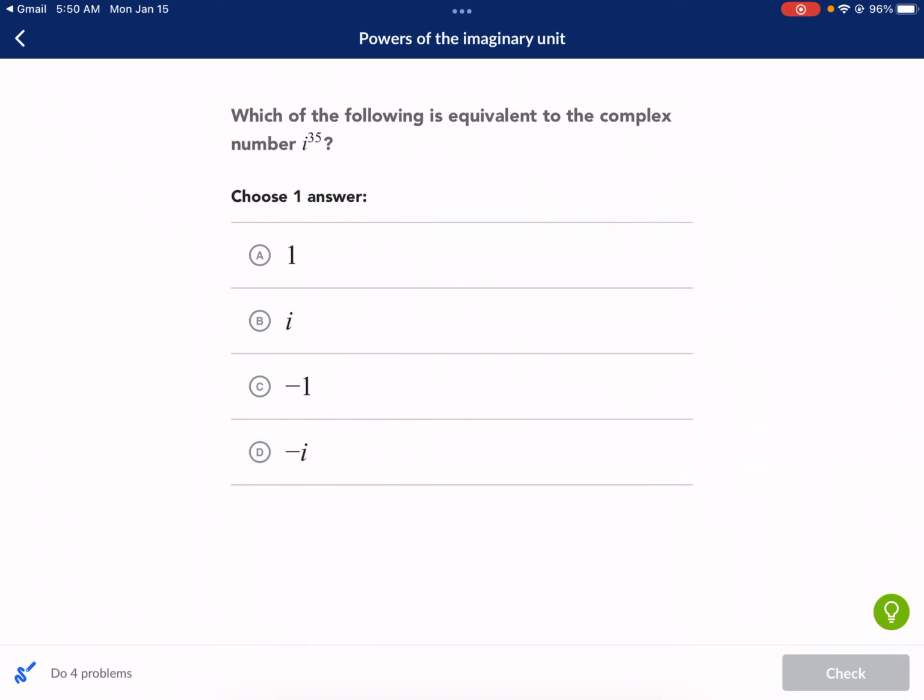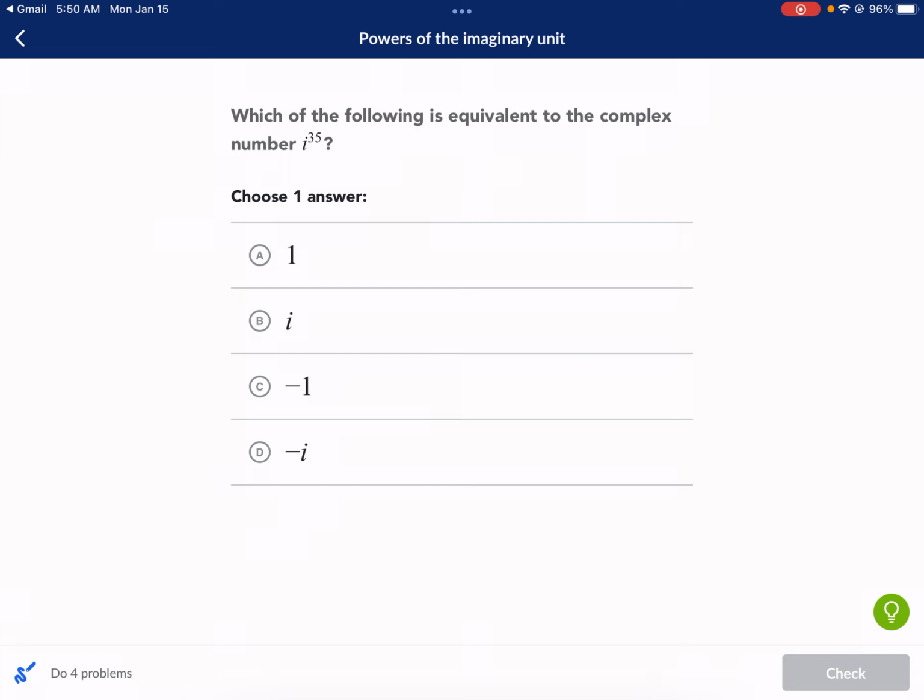Today we are doing a Khan Academy tutorial on powers of the imaginary unit. This is seemingly a very complex topic, but I'm going to break it down for you and show you that it's really not that bad. So the first question comes out with the doozy. Which of the following is equivalent to the complex number i to the 35th power?